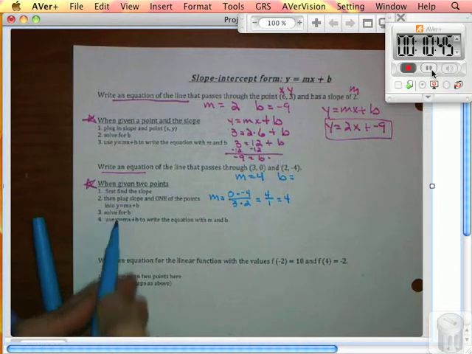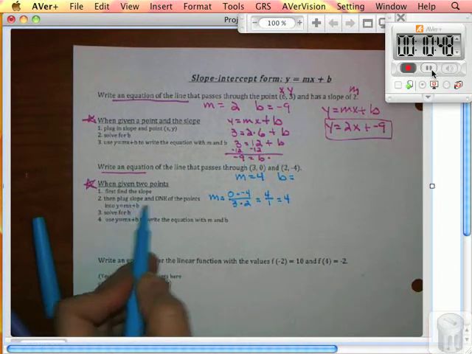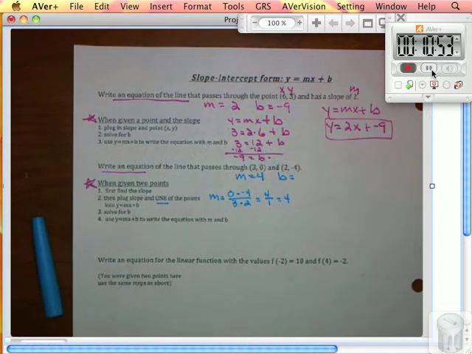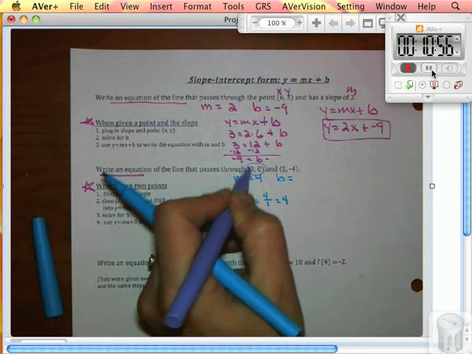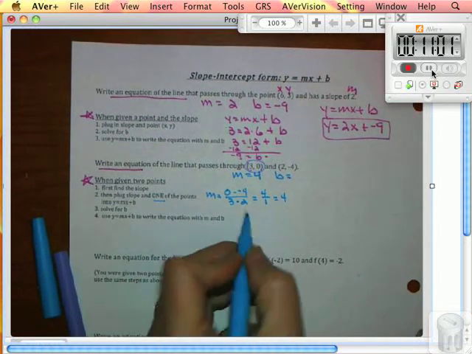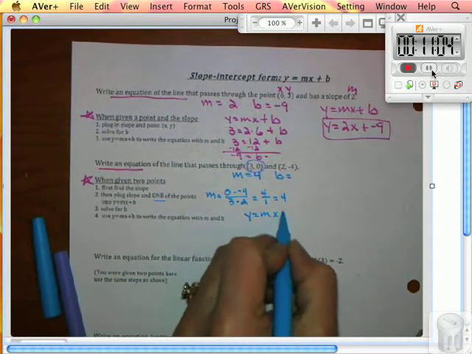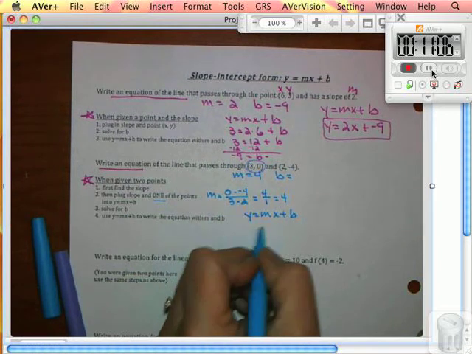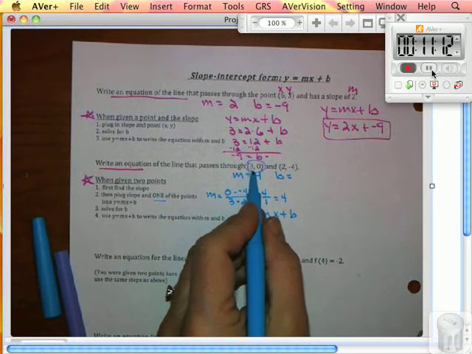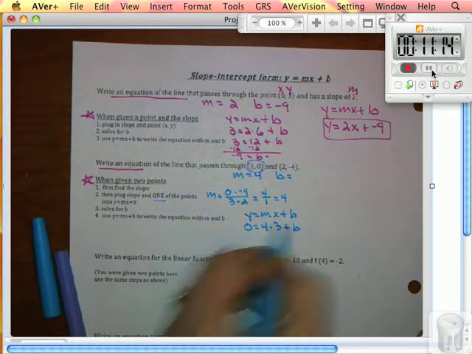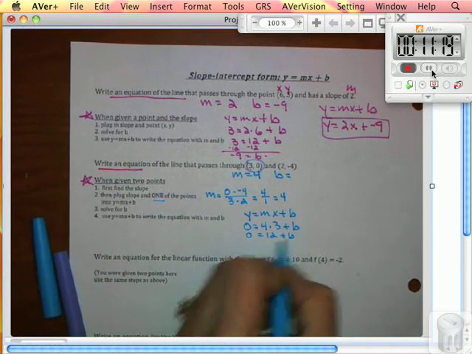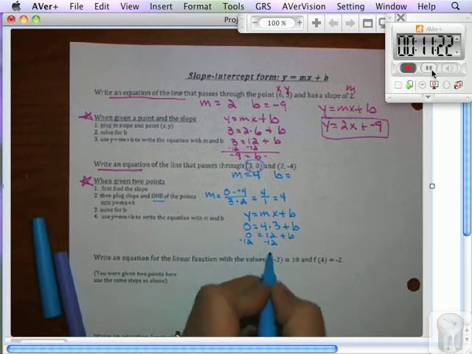Okay, step 2 says plug the slope and one of the points into y equals mx plus b. I don't care, it doesn't matter what point I use. I'm going to use this point, which is x and y, and my slope. So y equals mx plus b. I'm going to plug in the point. Y is 0. My slope is 4. My x-coordinate is 3. Oh, and look at that. I can solve for b. 0 equals 12 plus b. Subtract 12, subtract 12. And b equals negative 12.